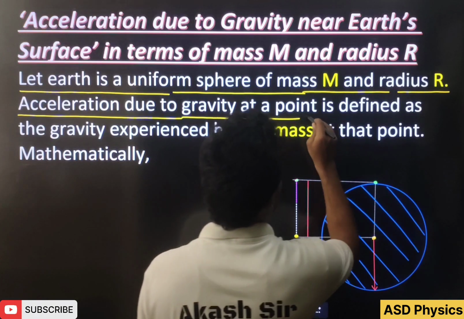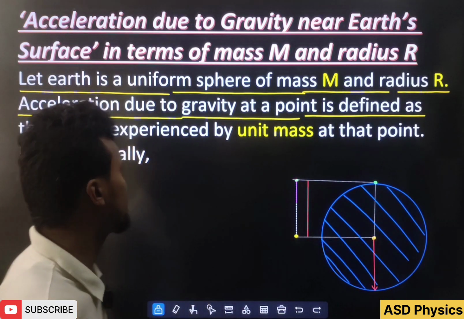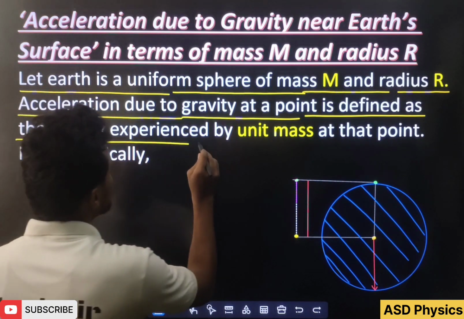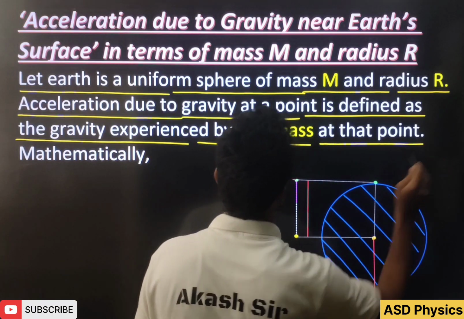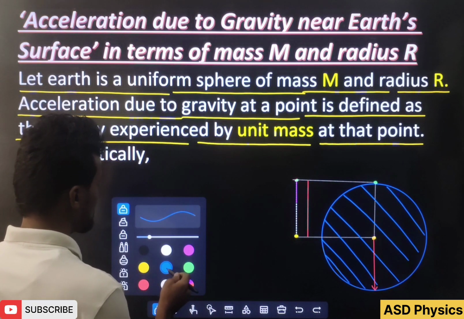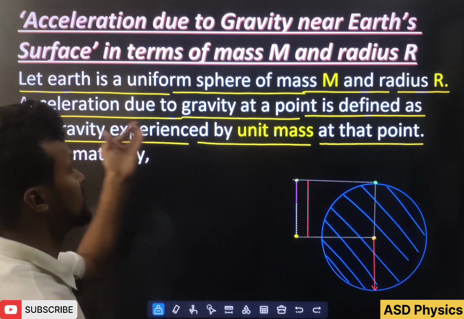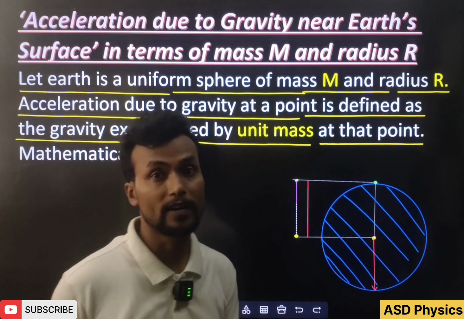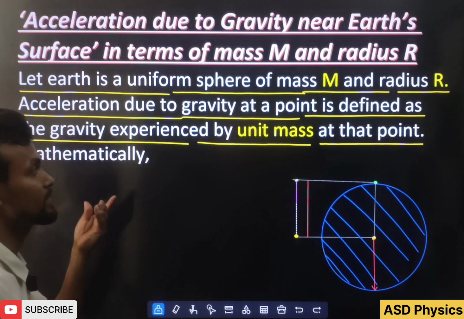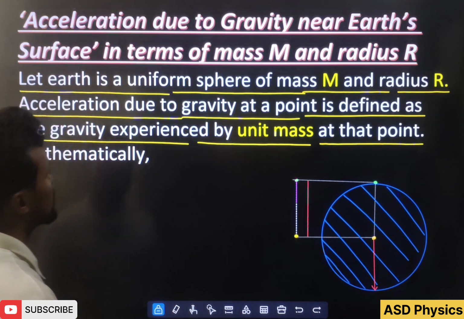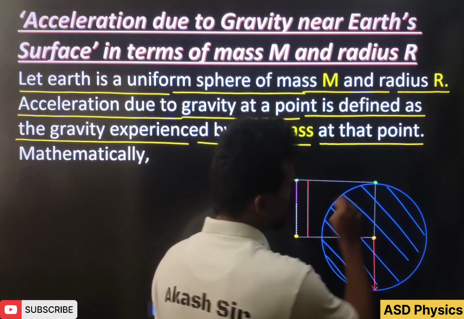Acceleration due to gravity at a point is defined as the gravity experienced by unit mass at that point. Again I'm reading here, gravity experienced by unit mass at that point, because we know very well what gravity is. Gravity is the force. Okay, so just kindly see here I have taken the Earth.